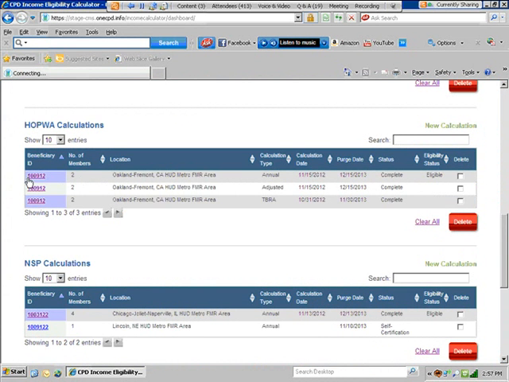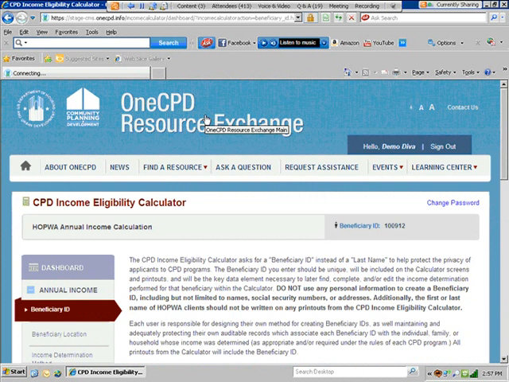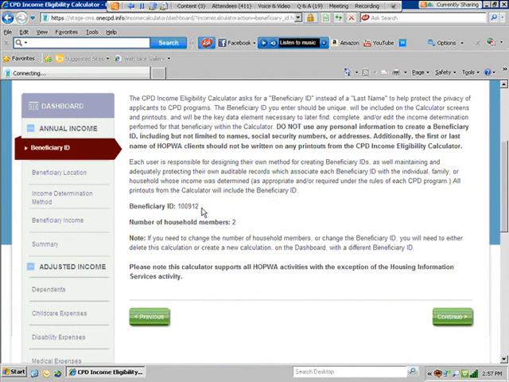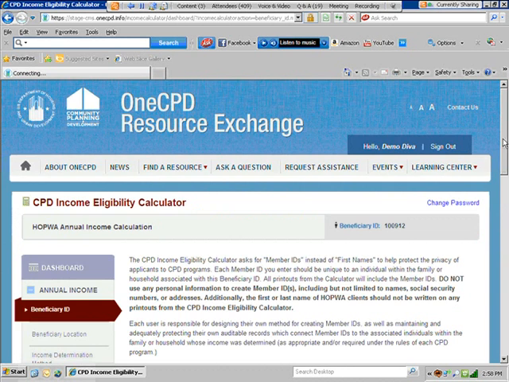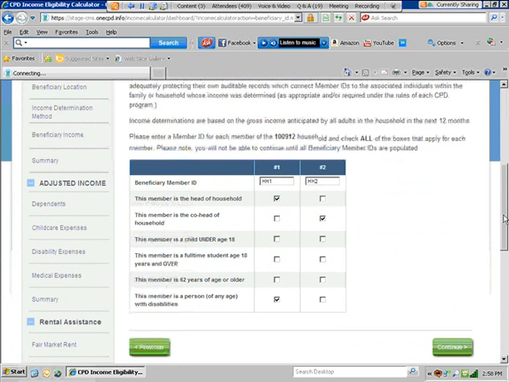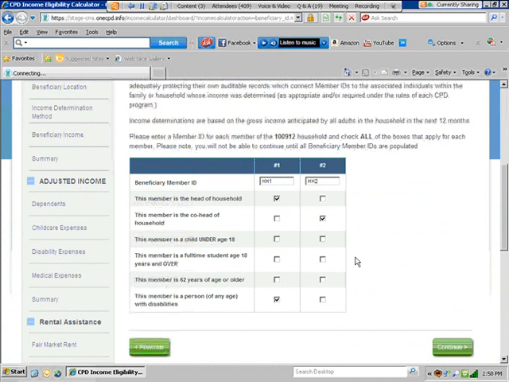Amy? Yeah. Okay, so let me orient you to this household for HOPWA. For this particular household, I pre-filled it with a beneficiary ID that you see here. It's 2 household members, and I'll tell you where they live and a little bit about the household. One is the head of household, who also happens to be a person with disabilities. And we also have a second household member who is considered the co-head of household.